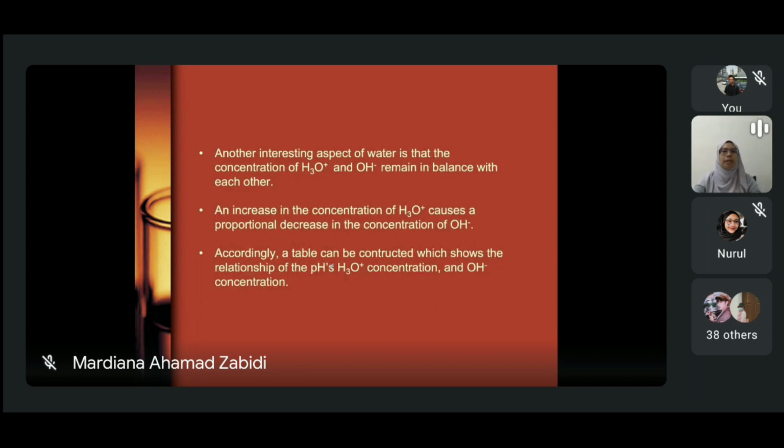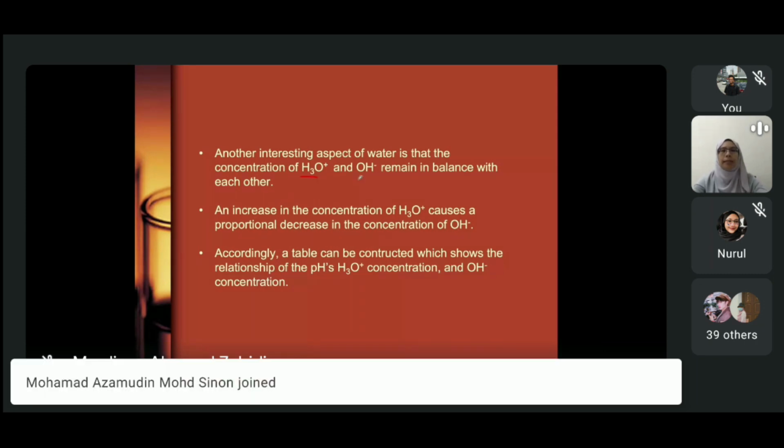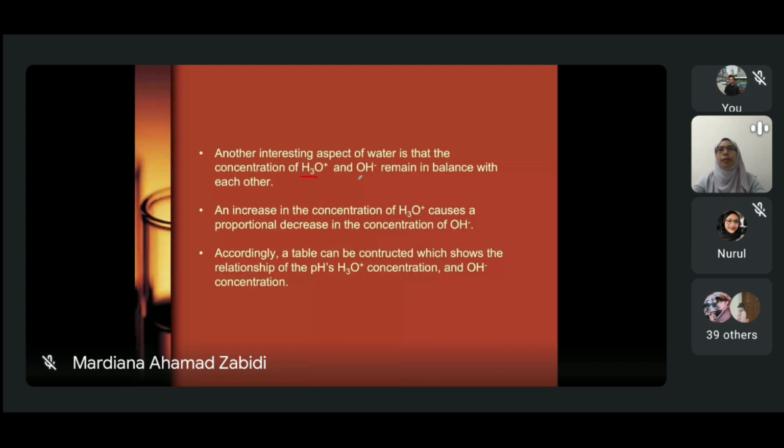So another interesting aspect of water is that this particular hydronium ion as well as hydroxyl ion try as much as possible to remain in balance. Equilibrium means in balance in terms of the amount. So an increase in the concentration of hydronium ion will cause a proportional decrease in the concentration of hydroxyl. Meaning when we add acid, the hydronium ion will go up, but the hydroxyl ion will go down.